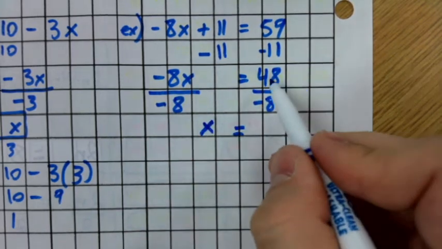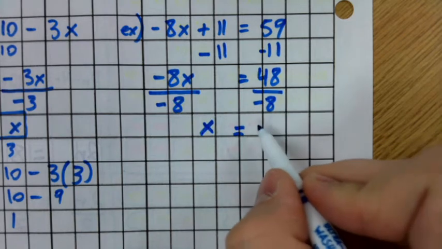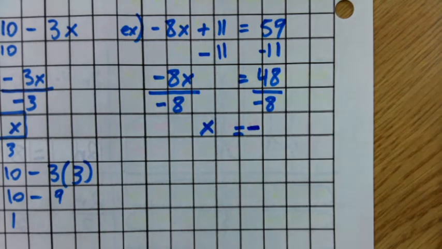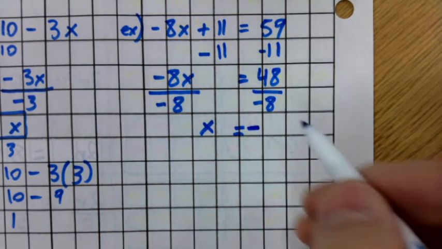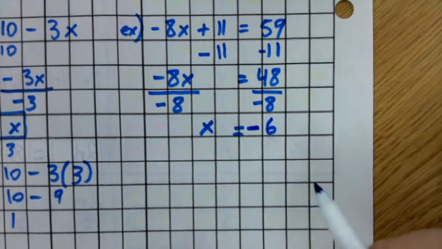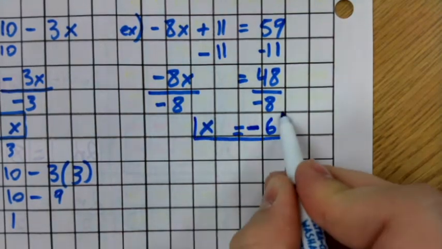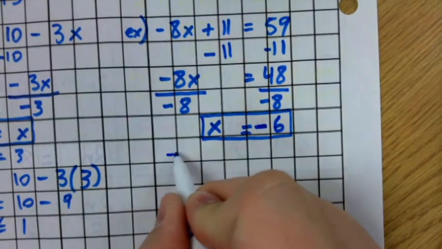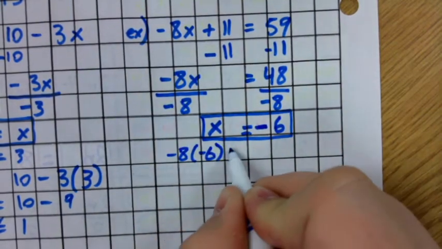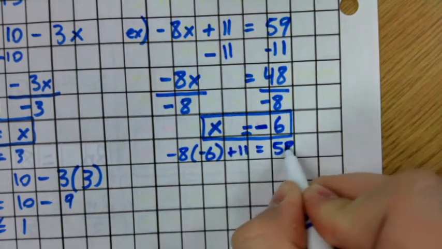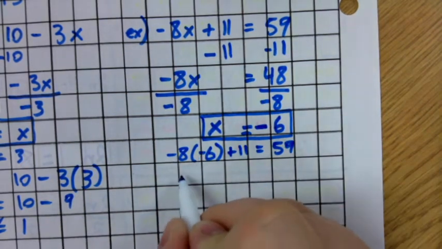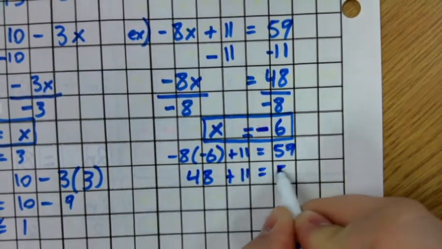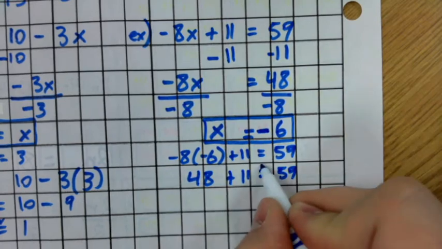You get x equals, well, positive divided by a negative is negative. They're opposite signs, right? And 48 divided by 8 is 6. So x equals negative 6. So let's verify. Negative 8 times negative 6 plus 11 equals 59. Well, negative times negative is positive, so 6 times 8 is 48 plus 11 equals 59, and voila, it is verified.